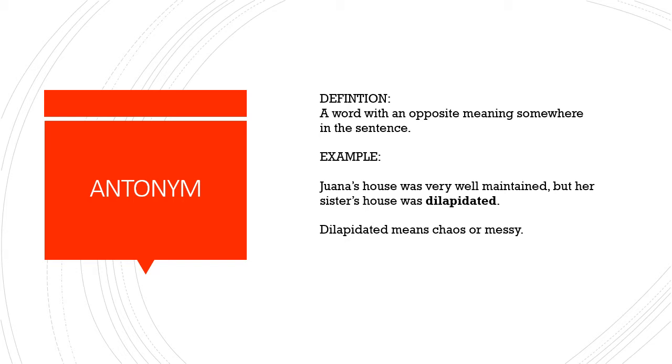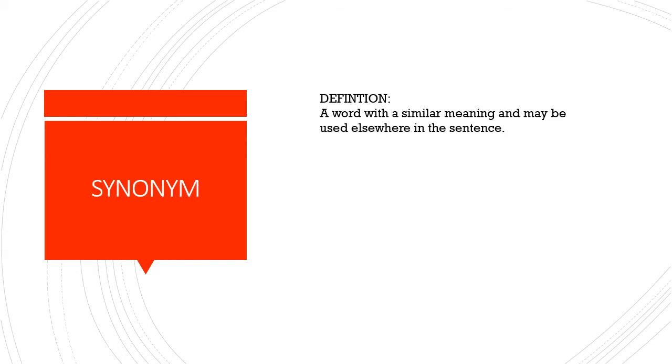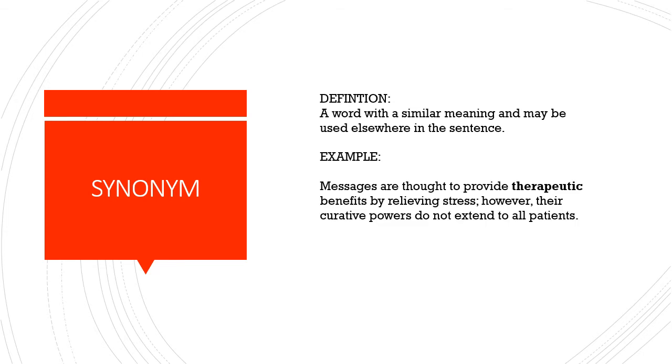The third type of context clue authors use sometimes is they include synonyms. And synonyms are basically words with similar meaning and may be used elsewhere in the sentence. So while in the previous context clue, authors might sometimes use opposite meaning, in this case, authors might use similar meaning. So let's look at the example here.